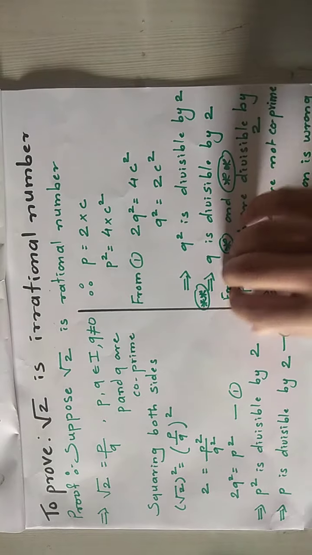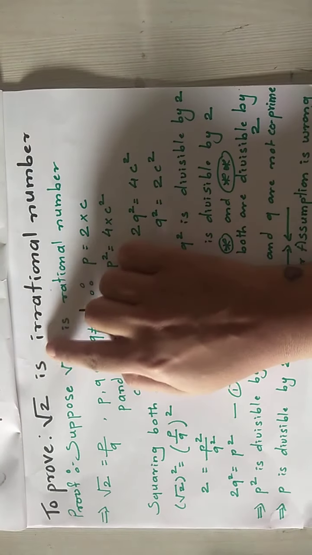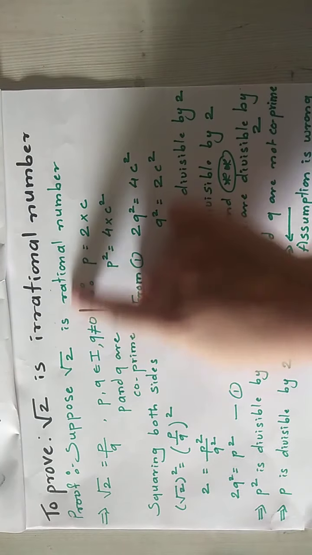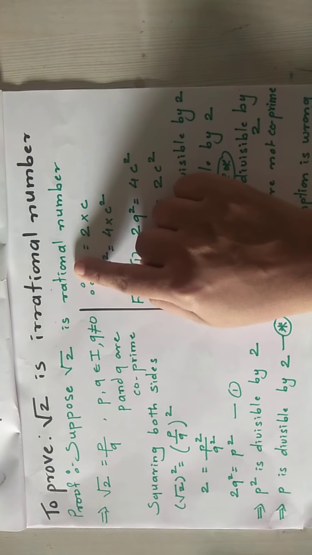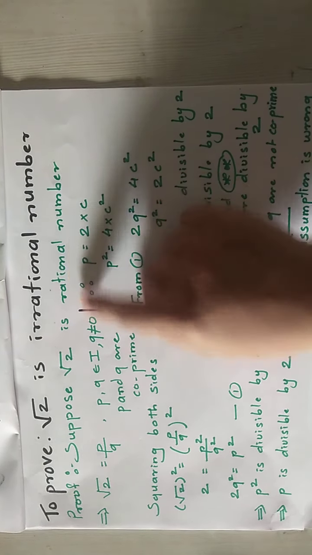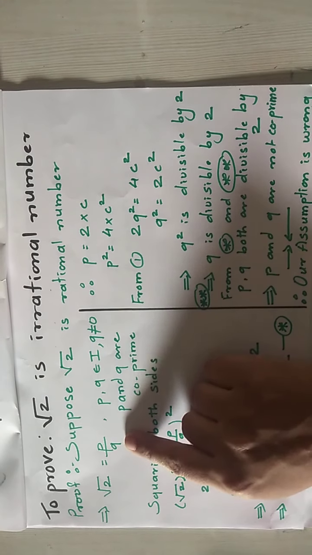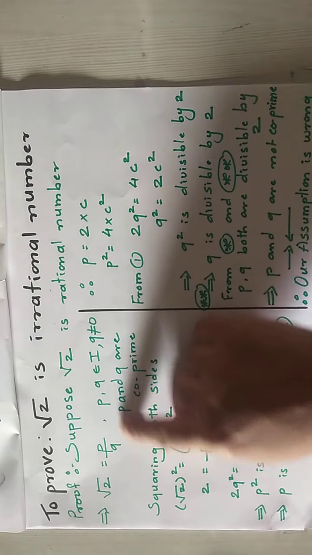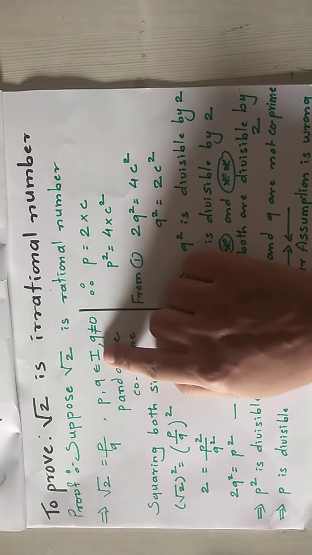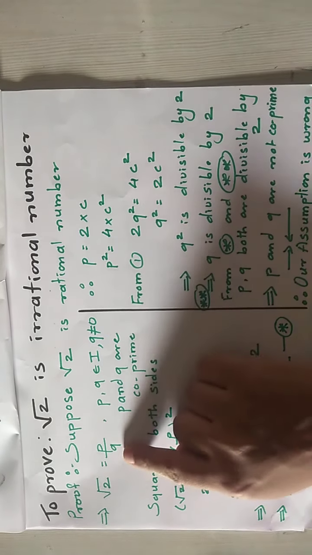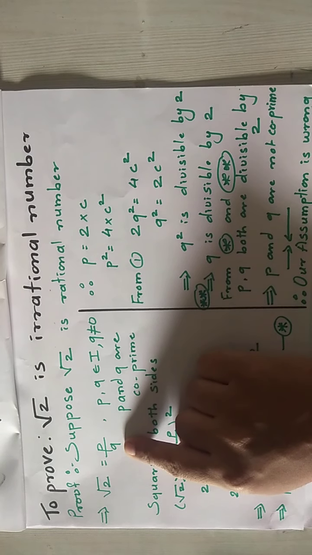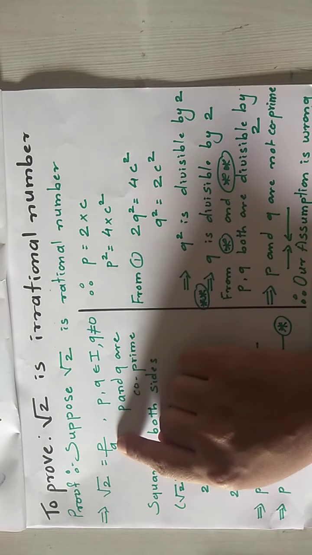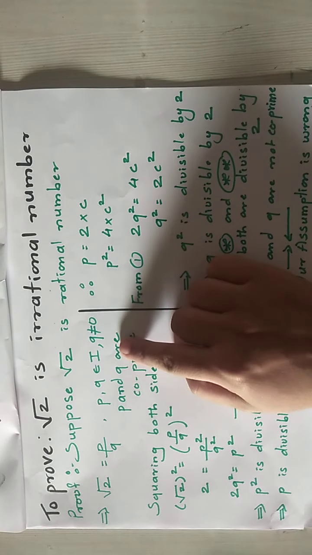So let's start with the proof. The proof says that root 2 is irrational. This we are supposed to prove. We assume that root 2 is rational. Since root 2 is rational, according to the definition, root 2 can be written in the fraction form, that is p upon q, where p and q belong to integers and q should not be 0. The denominator should not be 0. And p and q are coprime. This fraction we are writing in a reduced form. So p and q are coprime.